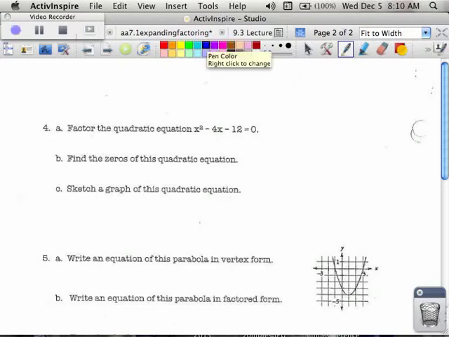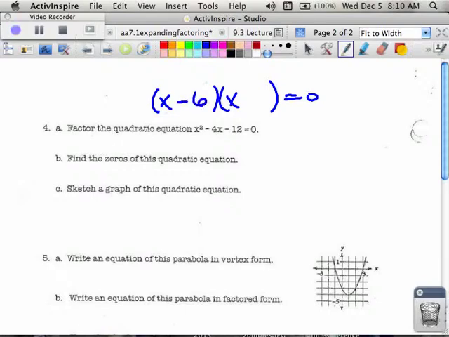I notice I see an x squared, so I write down a parentheses with an x and another one with an x. There's an equal sign on the right-hand side with a 0, so I write that down. And I'm looking for two numbers that give me negative 12 when I multiply and negative 4 when I add. And that would be negative 6 and positive 2. So in the blue, I have now written down that quadratic equation in its factored form. So that's part A.